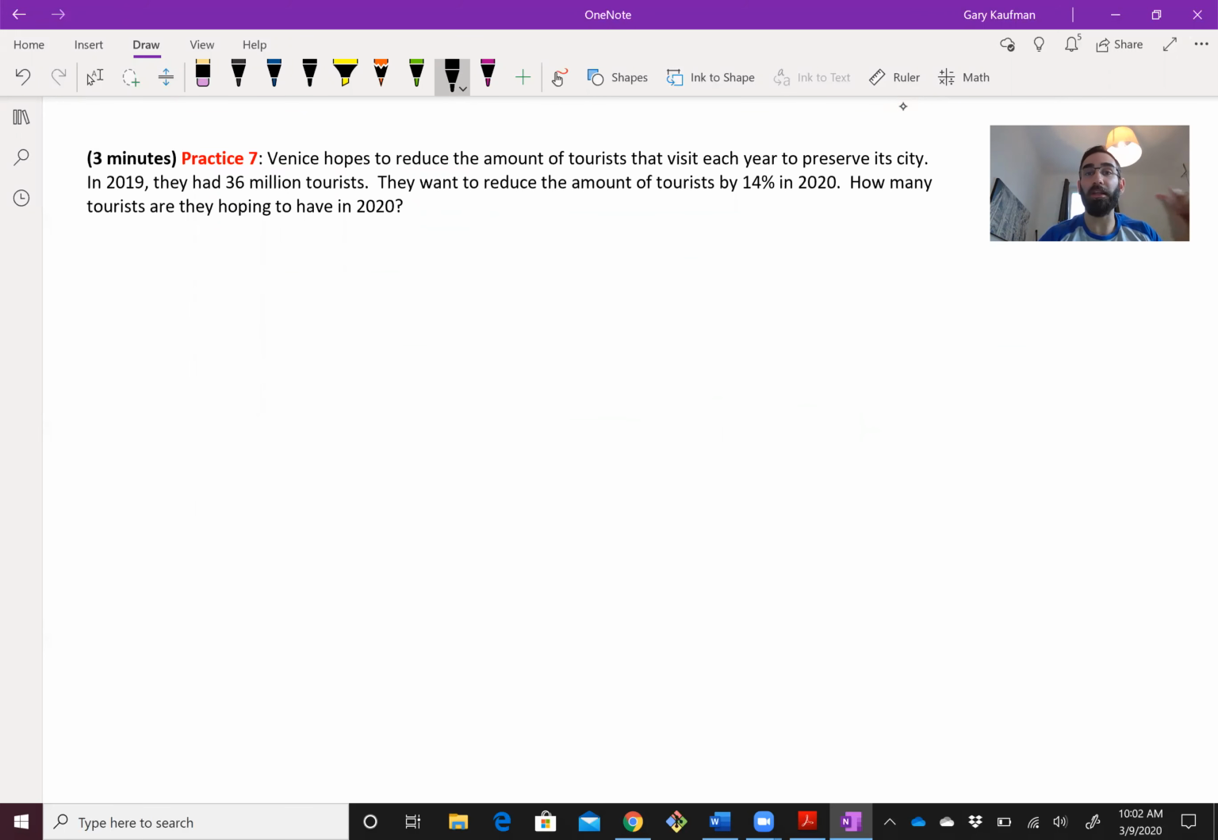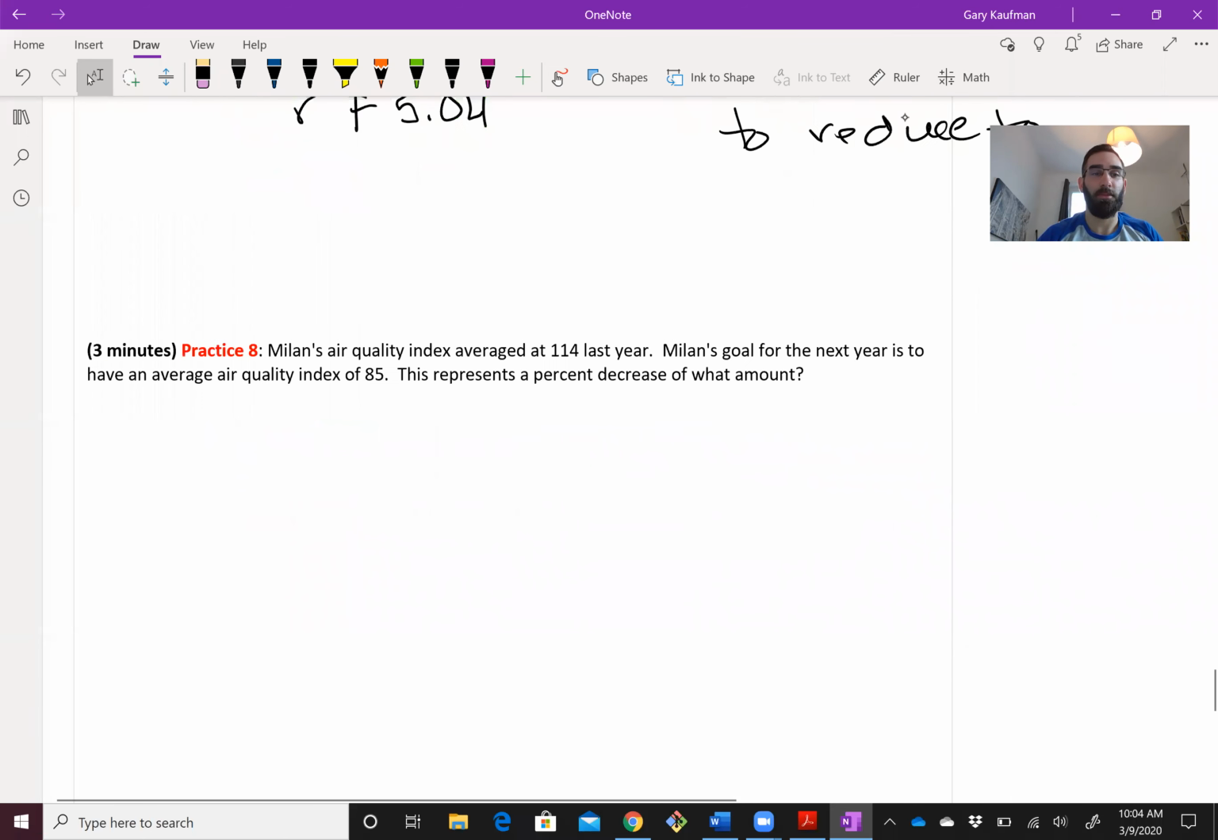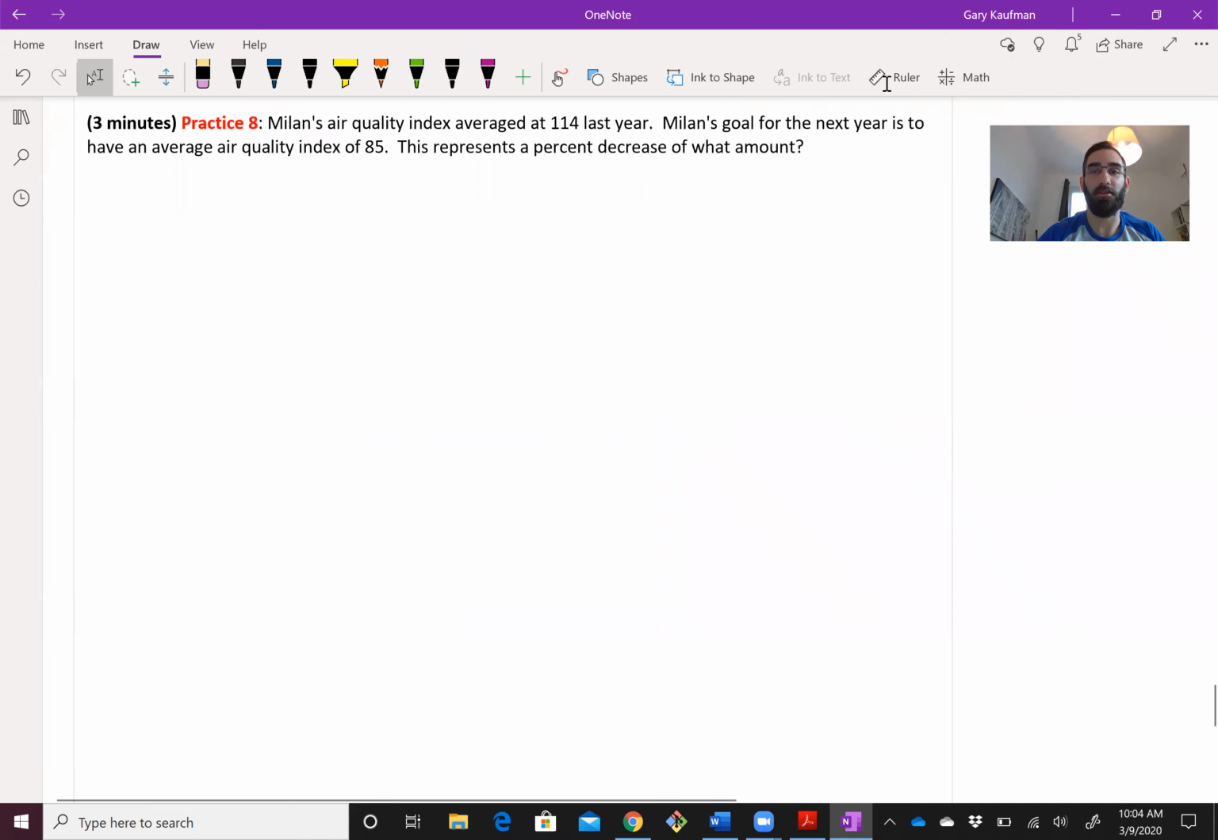All right. Practice number 7. Hopefully it's becoming a little easier for each question you do. So I found 14% of that 36 million. That represents what they want to reduce by. So I then had to subtract that from 36 to find out that they want in 2020 30.96 million tourists to visit Venice. Okay. Practice 8. Go ahead.